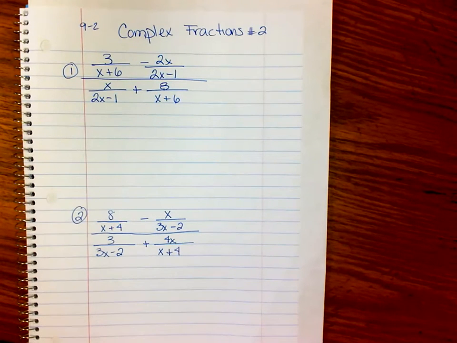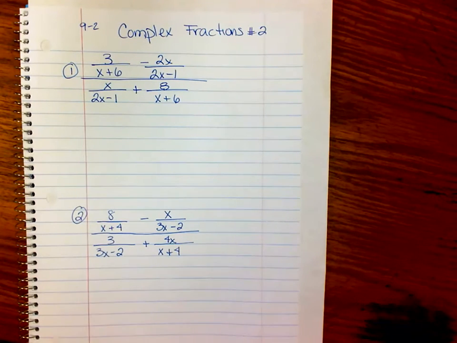Remember, a complex fraction is a fraction within a fraction, and in both of these, they're a little more complicated because they have a bunch of fractions in the fraction. So the first step is to find the common denominator. The second step is to multiply each term in the top and the bottom by that common denominator.